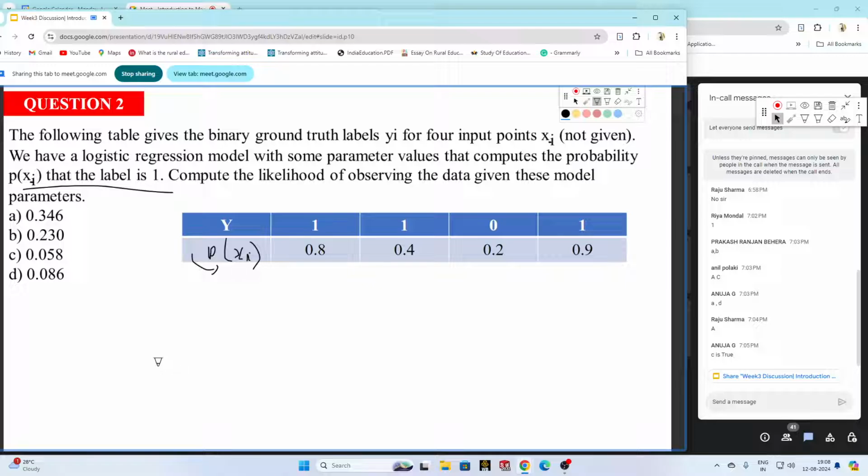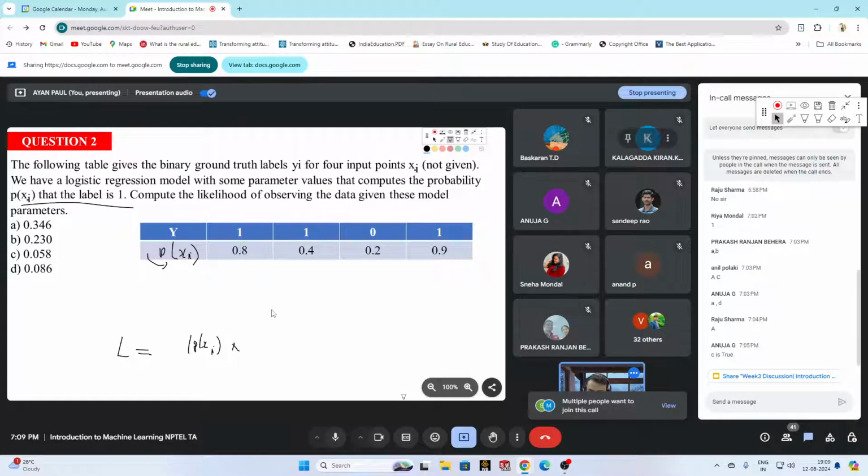So what is likelihood? Likelihood is P(xi) into 0.8 into 0.4 into 0.2 into 0.9, is it? Is it not visible? And now it is visible. Let me see this. It is visible, right? Yeah, I think it is visible. Yeah, please go.